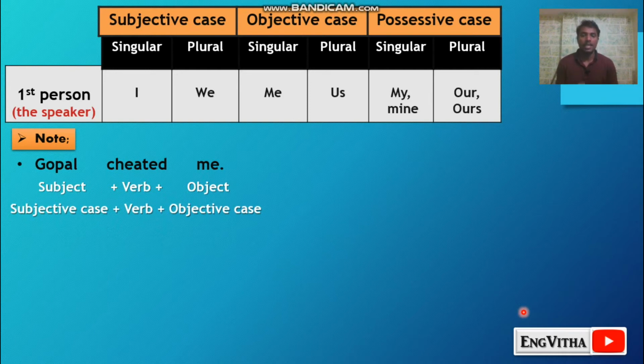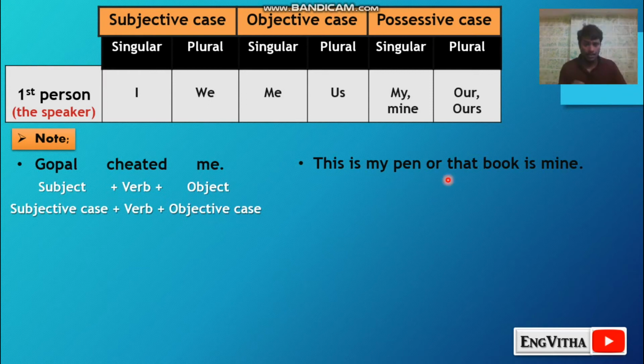And let us see another sentence also to show possession. That is, this is my pen. Here, this is my pen. You can understand that I am talking about the pen which I have with me. So this is my pen. Here, my is in the possessive case. And that book is mine.